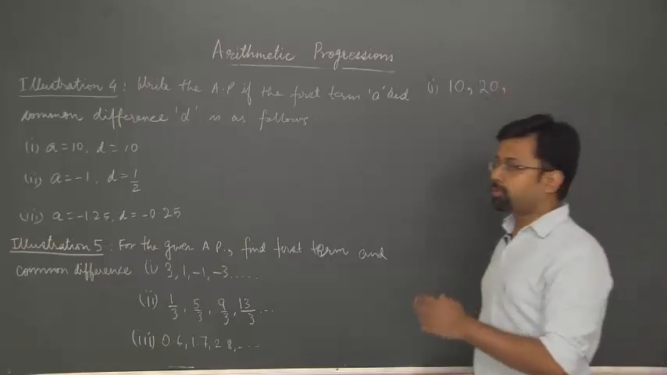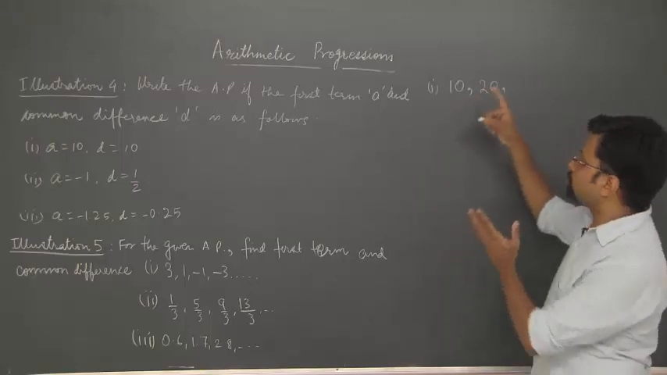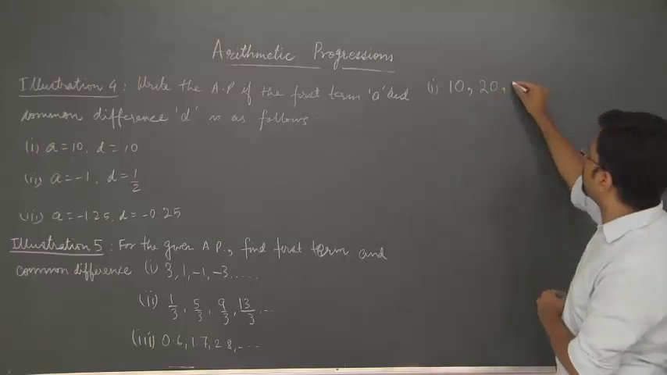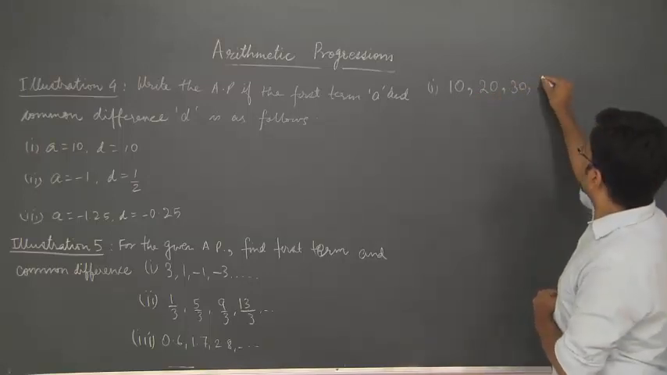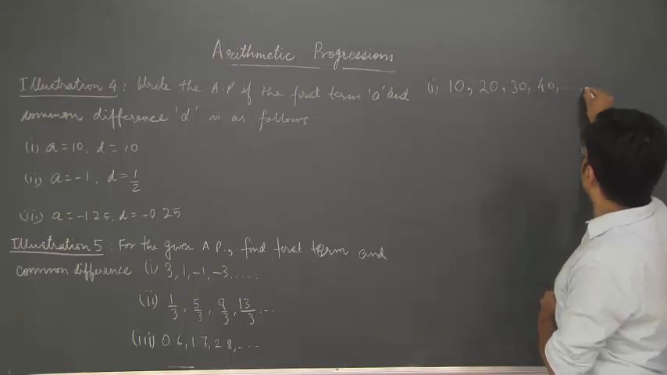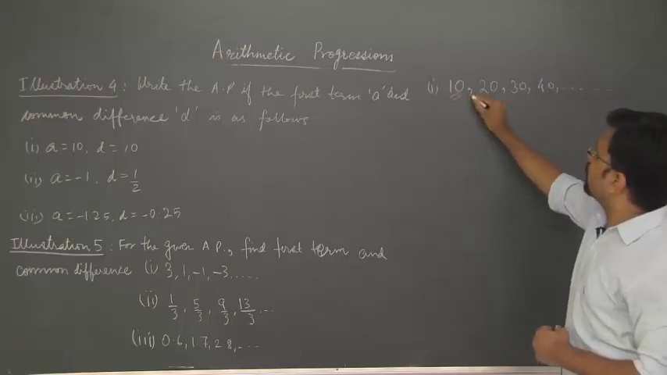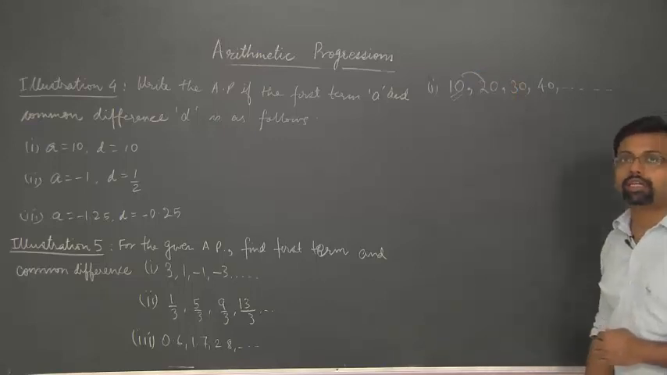The third term would be adding 10 to the second term. So when we add 10 to 20, we get 30. The next would be 40 and so on. So here the first term is 10 and the common difference stays as 10.